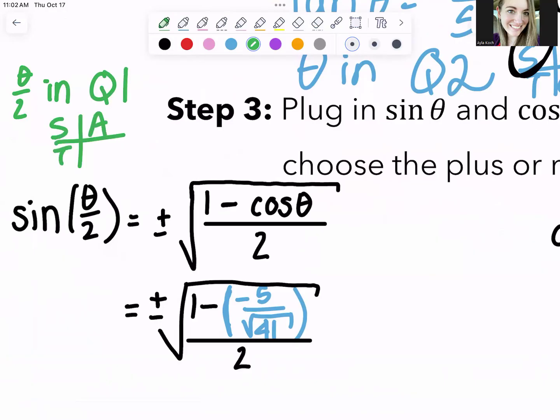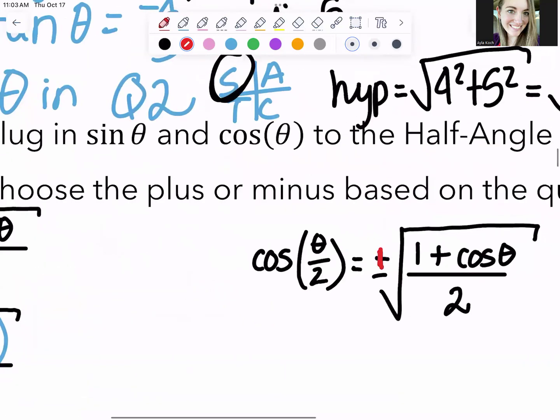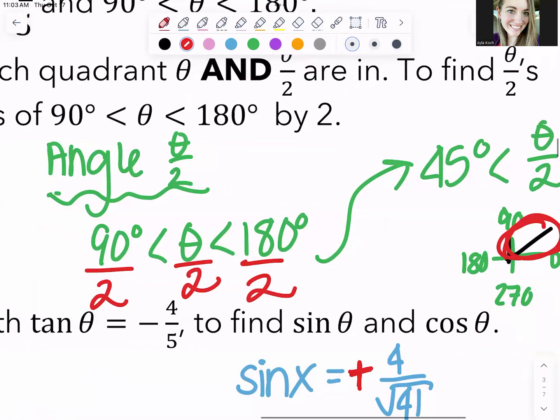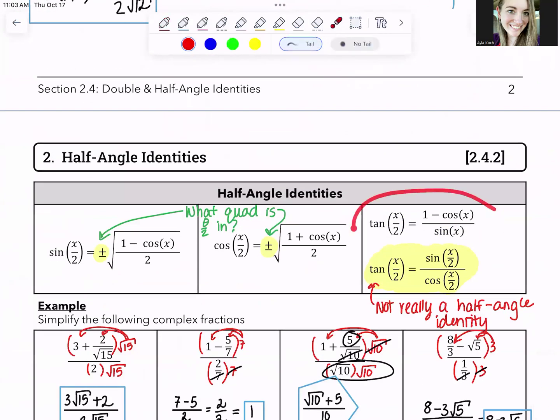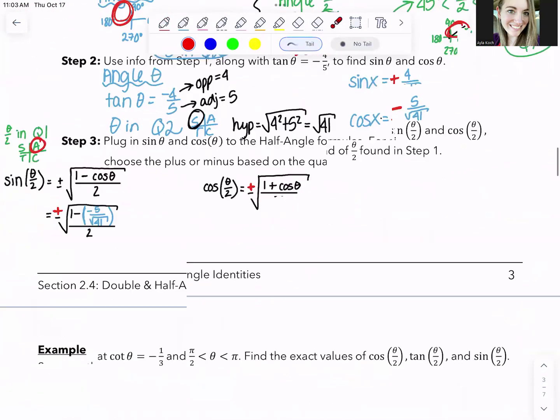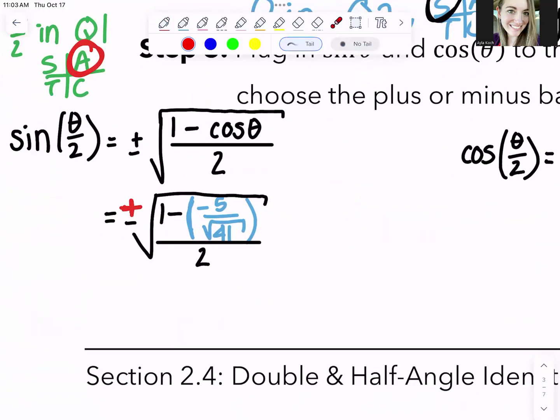All students take calculus. Quadrant 1, which is excellent. That means that this is going to be the plus on sine, the plus on cosine, and with tangent's formula, you don't have to choose a sign. It does it for you. So that's nice.